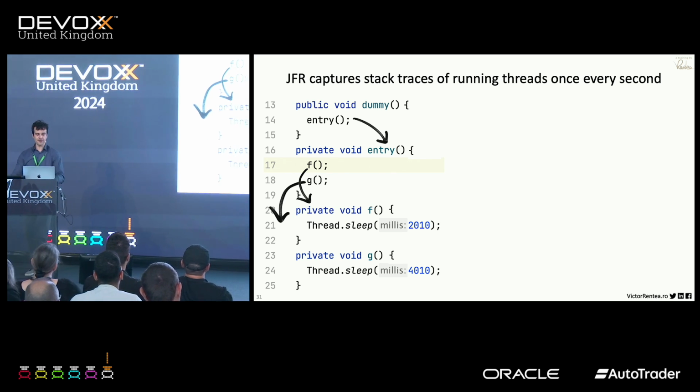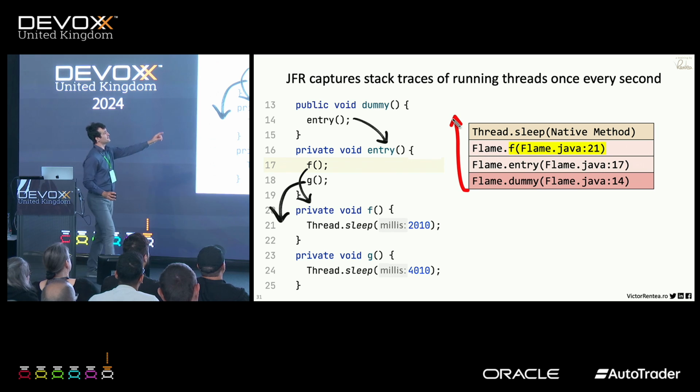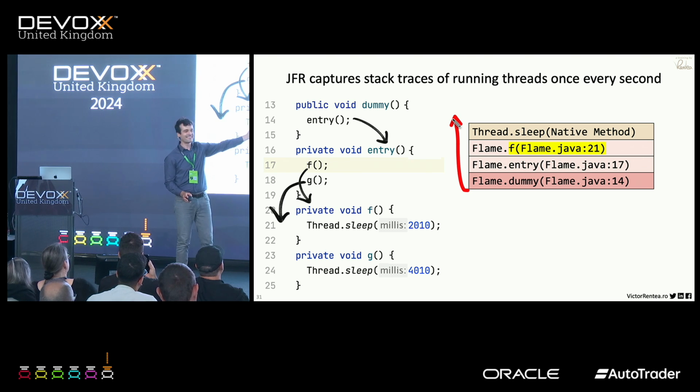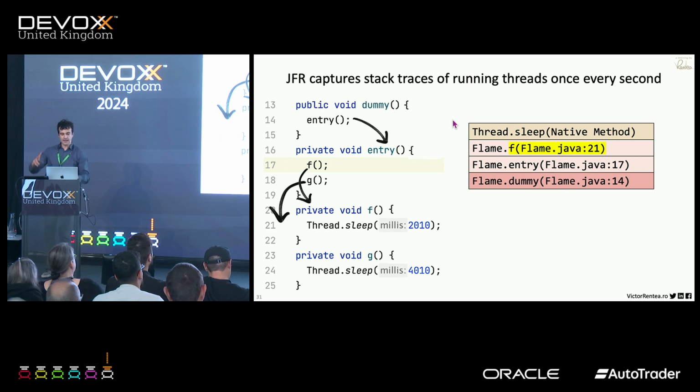If you run this program, imagine someone takes snapshots every second of the running program. The first snapshot captures f running. That stack trace, as usual, we read from bottom to top. It goes dummy, calls entry, calls f, calls sleep. I believe all of you have had an exception before, so you know how to read a stack trace.